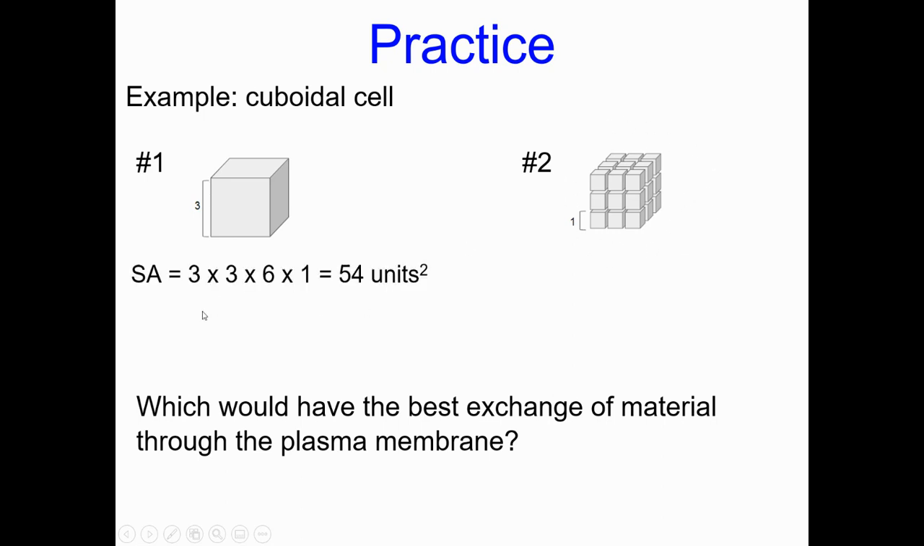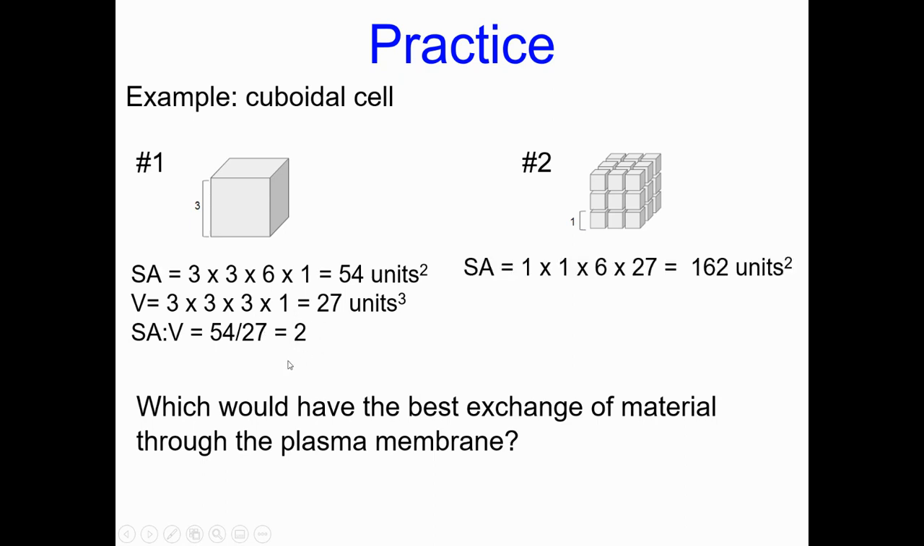So if we look at the surface area for number 1, we have 3 by 3 by 6 by 1, and the surface area will be 54 units squared. And then we have the volume, which is 3 by 3 by 3 by 1. So the volume is 27 units cubed here. The surface area to volume ratio is going to be 54 over 27, and then that will be 2.